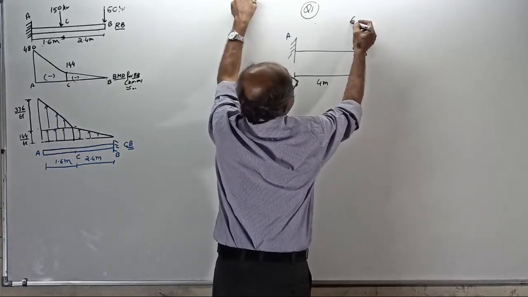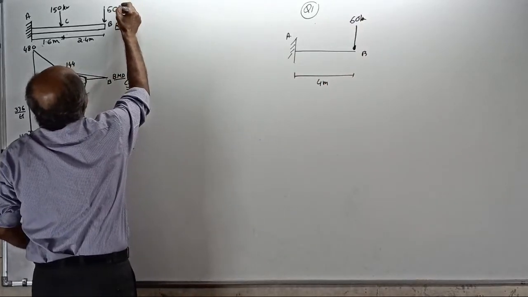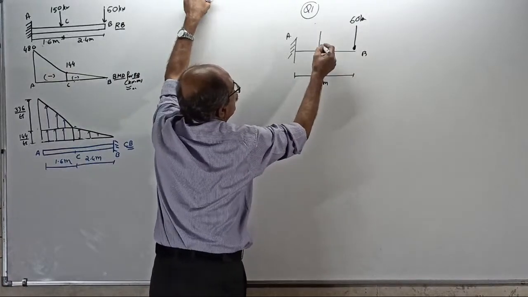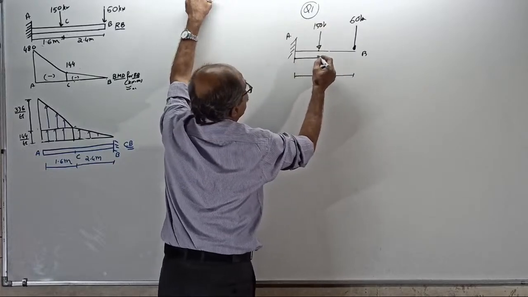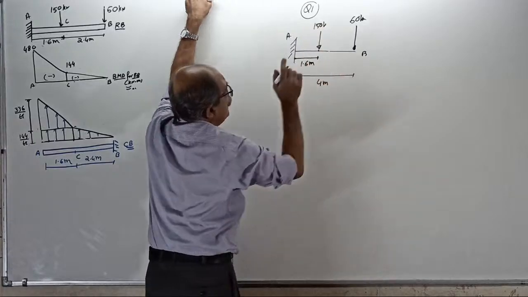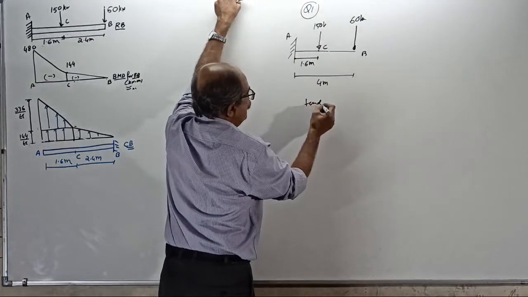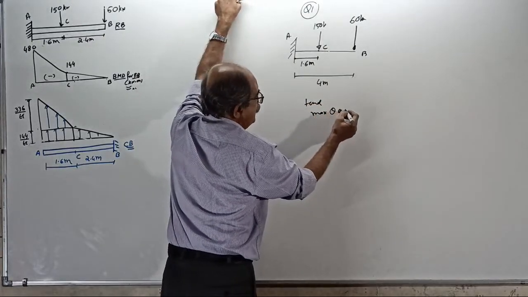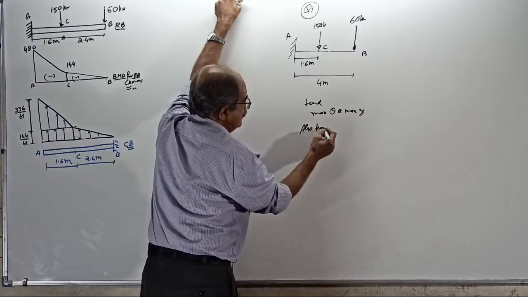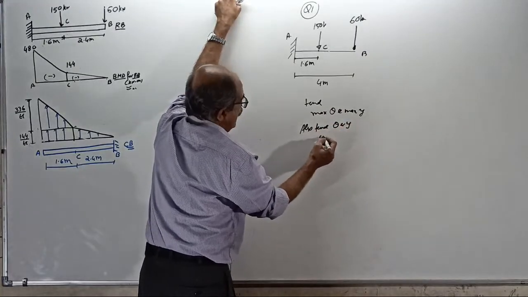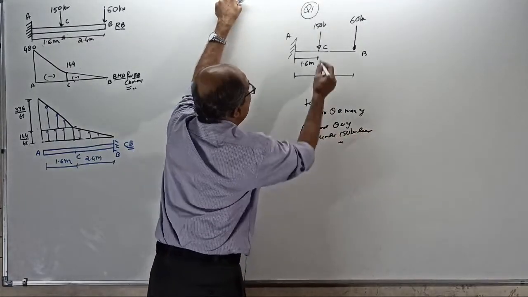The first point load is 60 kilonewton at the free end, 60. And the second point load is 150 kilonewton at 1.6 meter from the fixed end, or 2.4 meter from the free end. I will call it point C. Find the maximum slope and maximum deflection for the beam. Then also find the slope and deflection under the 150 kilonewton load. That is at C. That is here at C.